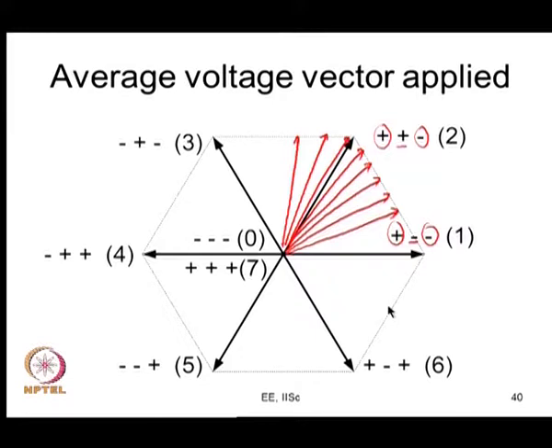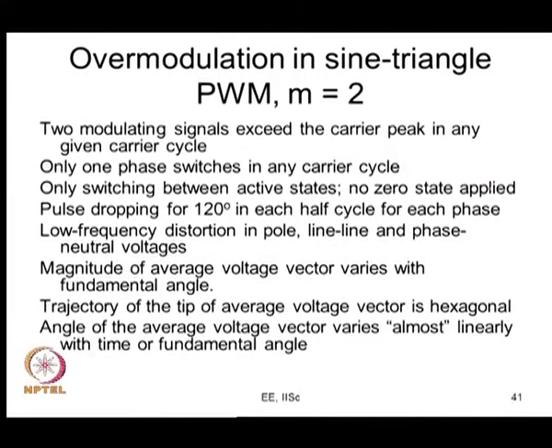So, at this point of time, if you see the voltage percentage, you will get 95.2% of the 6 step voltage. Analysis will show this. This is there in the references also. Alright. So, what you find at m equal to 2, two modulating signals always exceed the carrier peak in any carrier cycle. Only one phase switches.